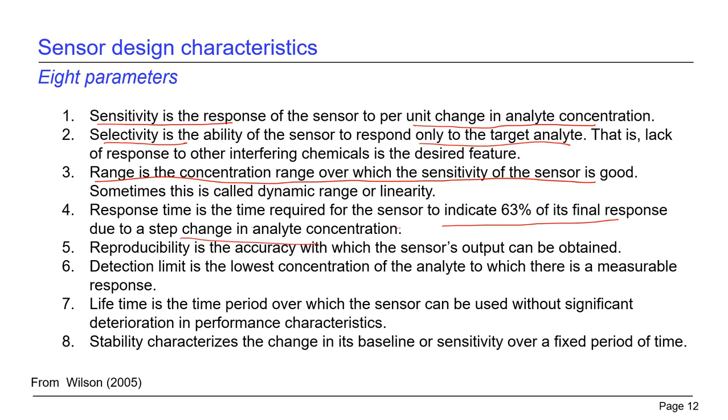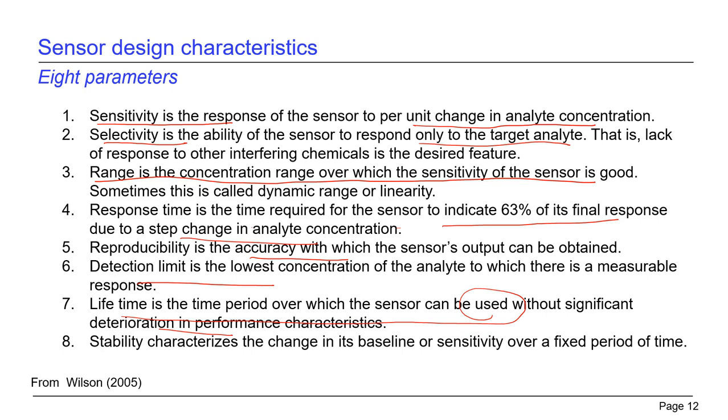So the time-dependent behavior and the way in which you analyze that, either digitally or analog, is going to be important. Reproducibility, of course, is the accuracy with which the sensor's output can be retained. Detection limit, lowest concentration. And lifetime is the time period over which the sensor can be used without significant deterioration in performance characteristics. And why is that?